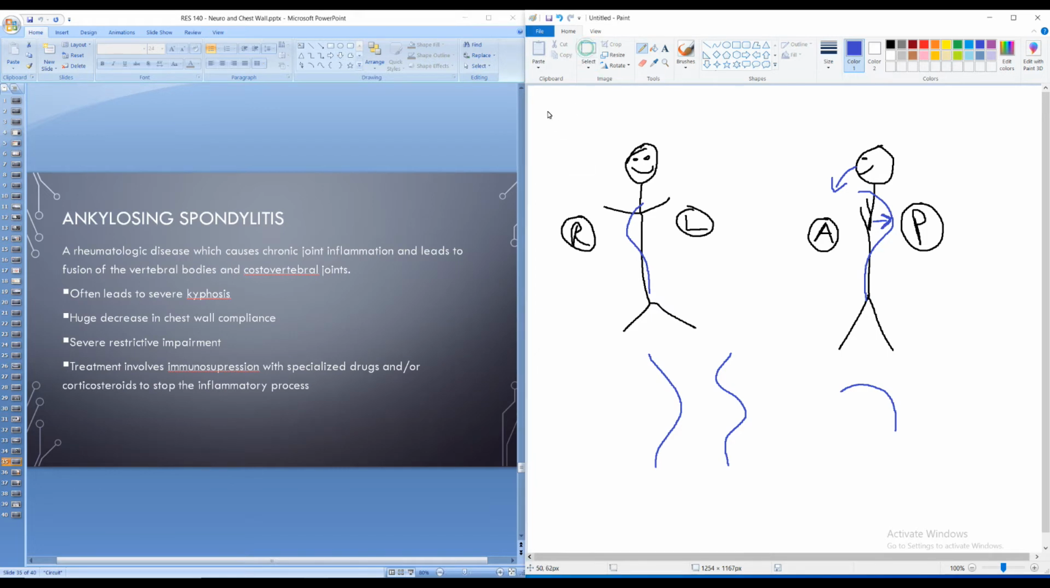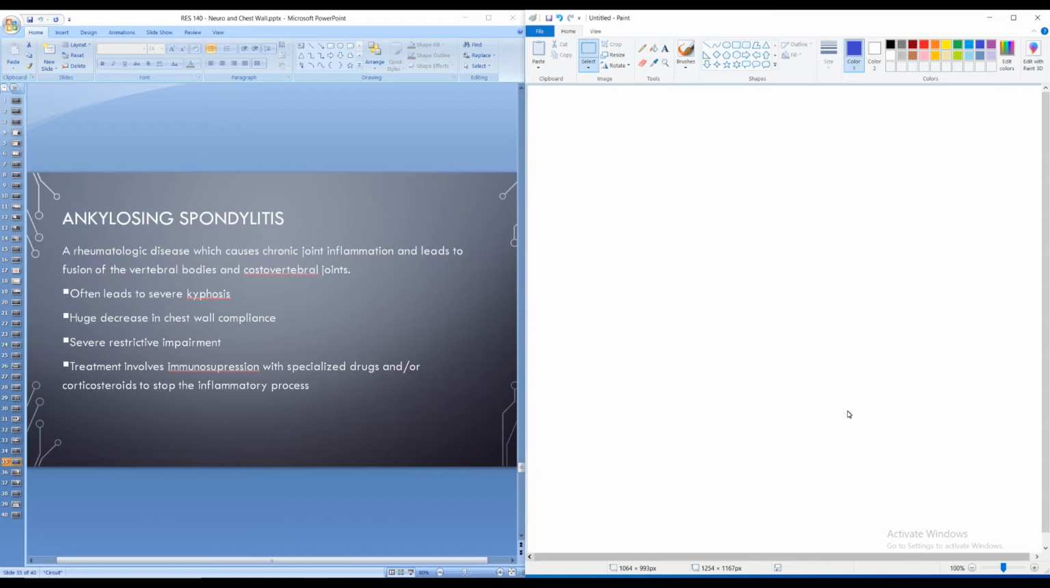Ankylosing spondylitis, kind of a fun word to say. Not fun for the patients who have it, but what's actually going on is it's a disease of the connective tissues. That's a rheumatologic disease. So a rheumatologist, or rheumatology, is an entire study of medicine that's dedicated to studying and knowing the diseases of all your connective tissues. So ankylosing spondylitis is a rheumatologic disease that causes chronic joint inflammation and leads to fusion of the vertebral bodies and costovertebral joints.